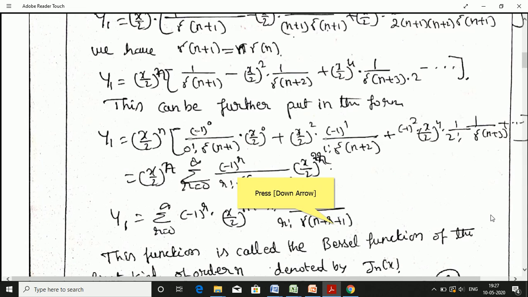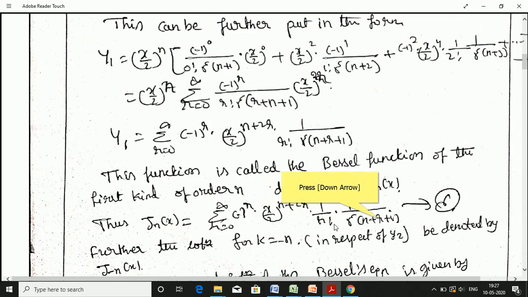Okay, so this is in some standard form. That standard form is (x by 2) whole power n into sigma r equal to 0 to infinity, minus 1 to the power of r divided by r factorial into gamma of n plus r plus 1. For r equal to 0, we are getting the first term. For r equal to 1, we are getting the second term. For r equal to 2, we are getting the third term, etc. If I take (x by 2) power n inside, it takes the form sigma r equal to 0 to infinity, minus 1 power r into (x by 2) to the power of n plus 2r into 1 by r factorial into 1 over gamma of n plus r plus 1.